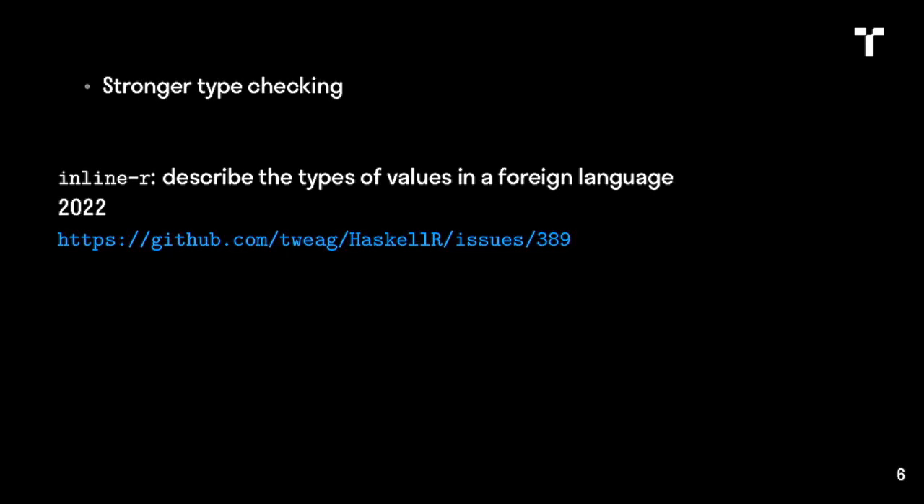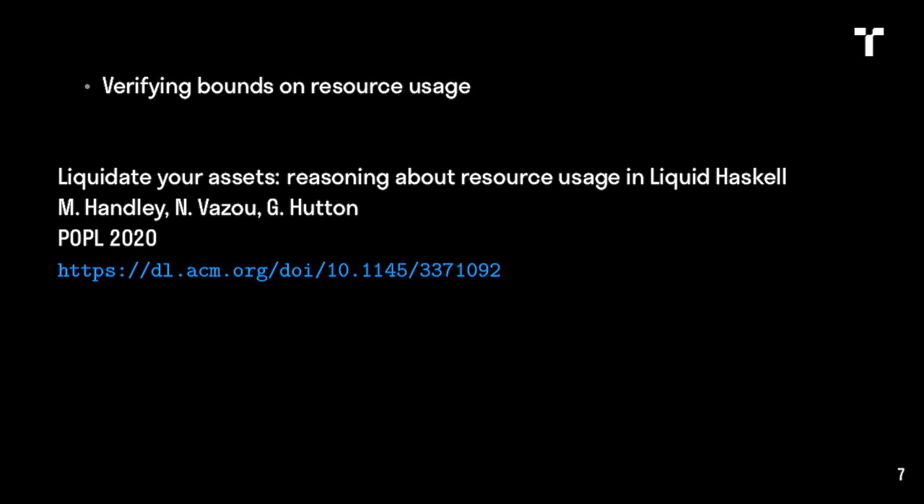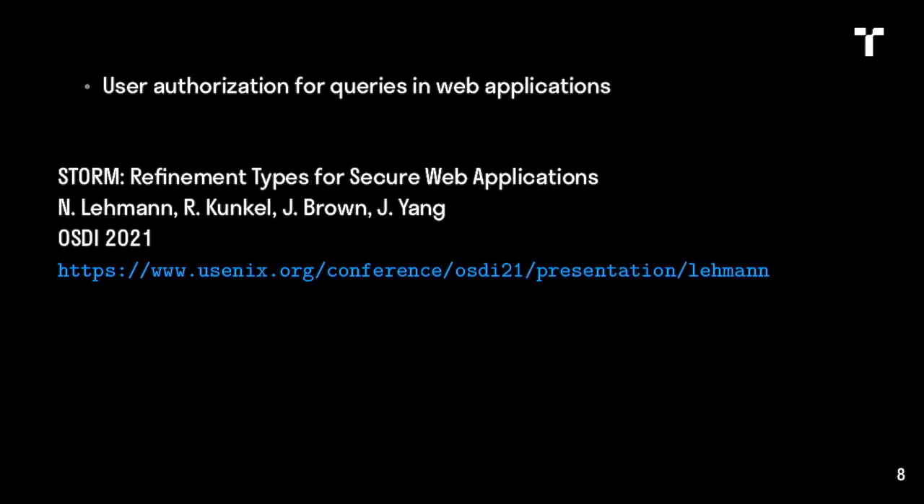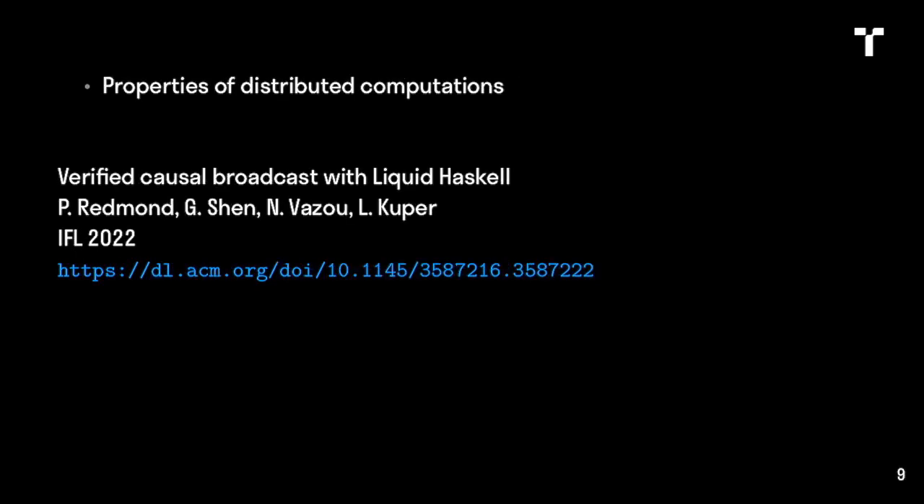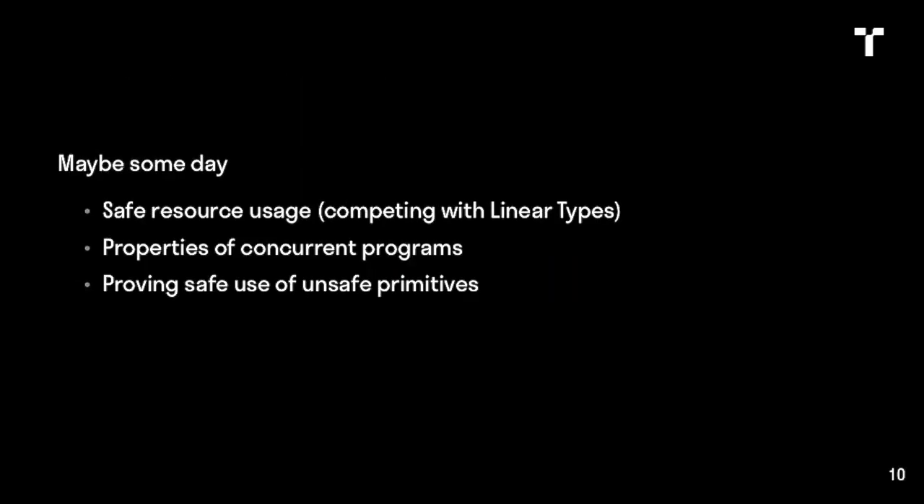We have a few more use cases. I'm going to go over those just to give you a broad idea of what Liquid Haskell can be used for. It has been used also to prove that the memory and the CPU that some functions use is bounded. It has been used to verify that web applications don't leak information to unauthorized users. It has been used to prove properties of distributed computations, and you get some guarantees about the global behavior of a distributed system. And lastly, there are some use cases that haven't been explored yet, but it's plausible that they could be supported in some future.